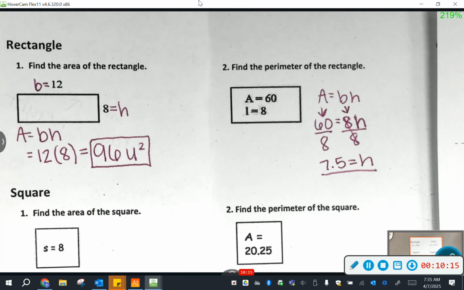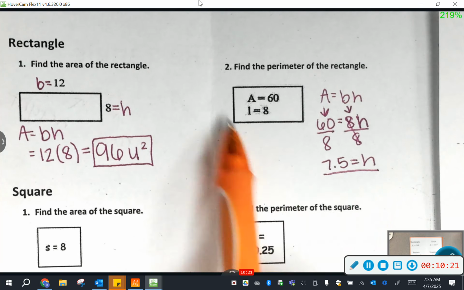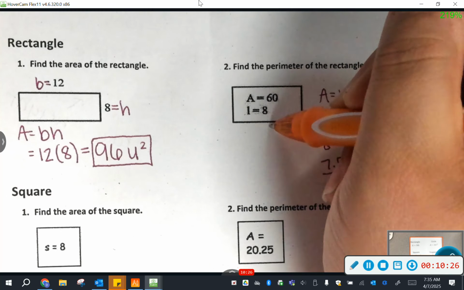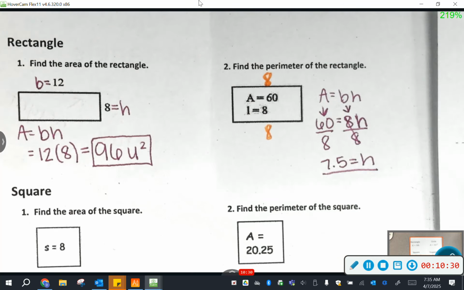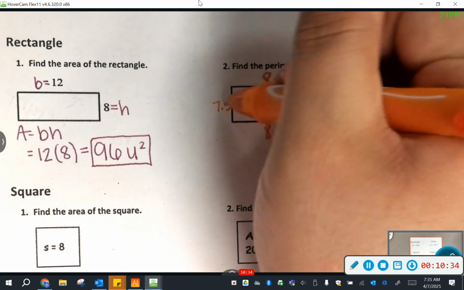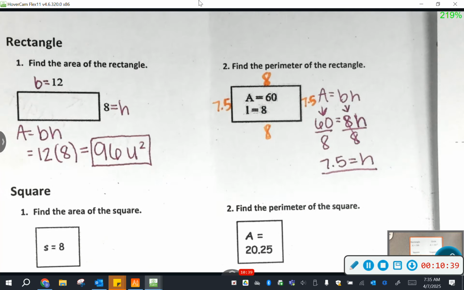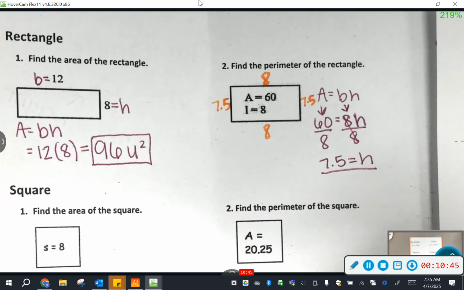But is that what this question is asking for? It wants the perimeter, right? So, do y'all agree this is 8? If this is 8, what's up top? And what did we just discover the height was? 7.5. And so what's the other side going to be? So how do I find perimeter? Add them all together. You could multiply each of them by 2 and add them together.